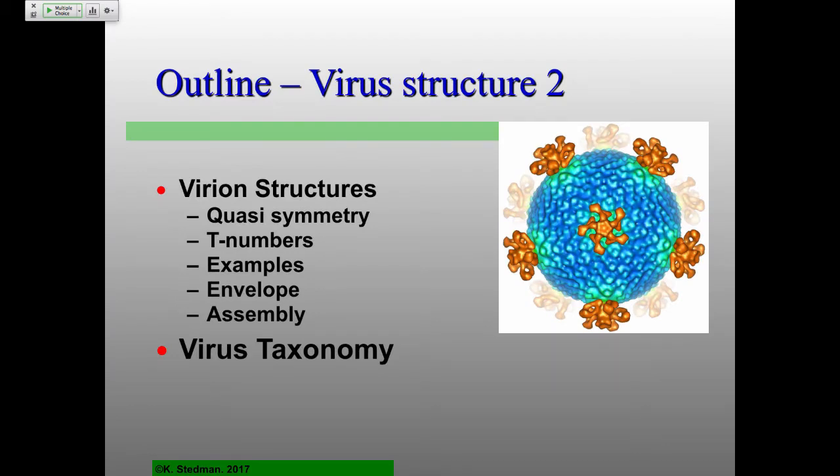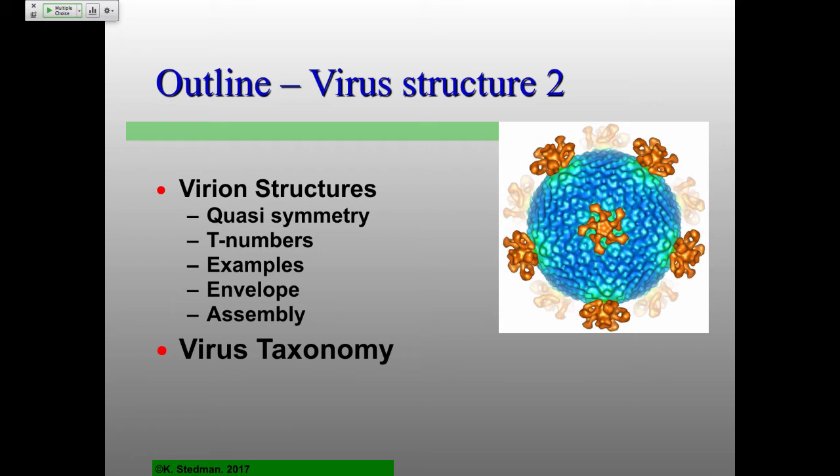So what are we going to talk about for the rest of the lecture today? This is also a cryo-electron microscopy reconstruction, particularly about this whole concept of quasi-symmetry. Quasi-symmetry is something that needs to be invoked in order to go from a regular icosahedron, which just has triangular faces with five-fold symmetric subunits to it, to a larger structure.